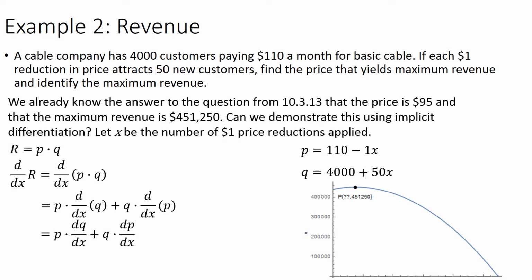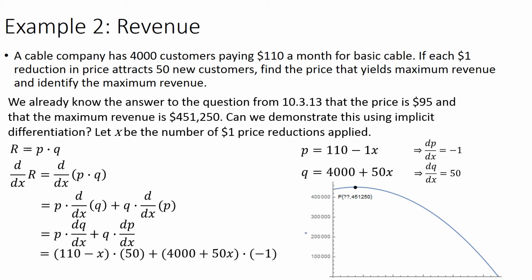And then I could get the derivative terms as well from this. Now, if I take the derivative of price with respect to the price reductions, that's just going to be negative 1. dp/dx, negative 1. If I do dq/dx, that's the derivative of a constant, which is 0, plus d/dx of 50x, that's going to be a positive 50, right? And so now I can take these four quantities that I have over here and I can substitute them back into the alphabet soup that I have over on the left. What does that become? Well, that becomes (110 minus x) times 50 plus (4,000 plus 50x) times negative 1.